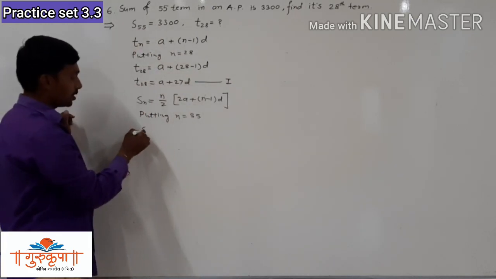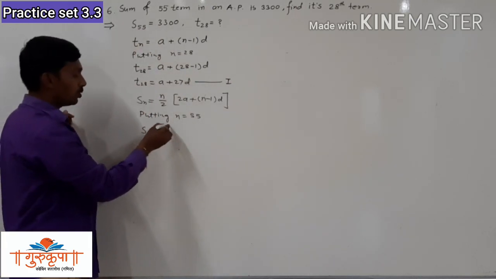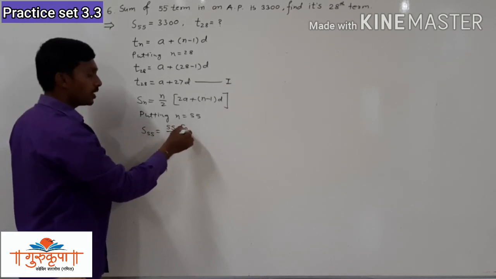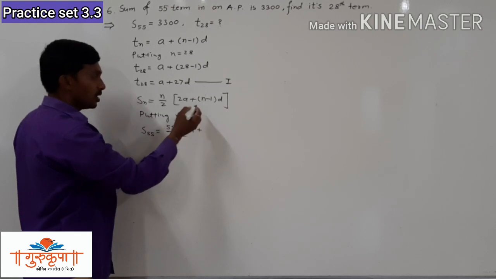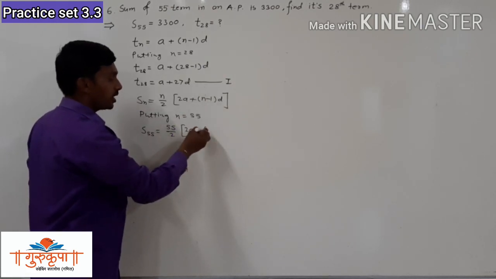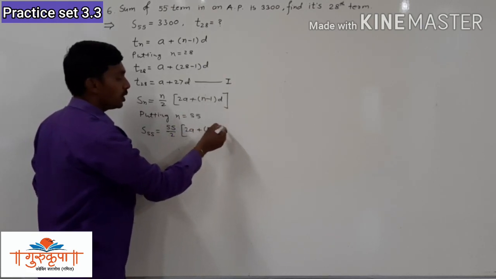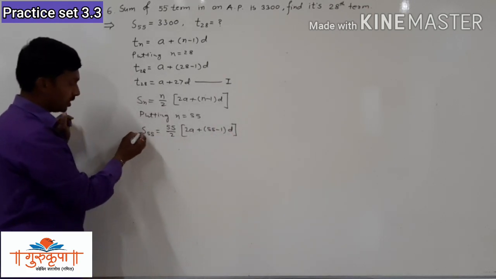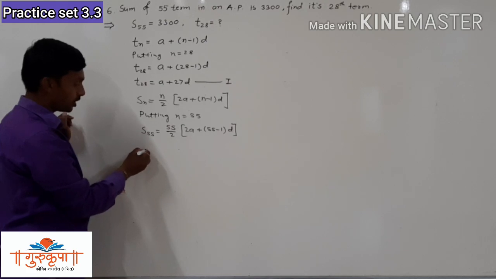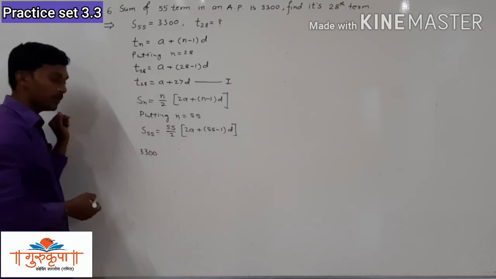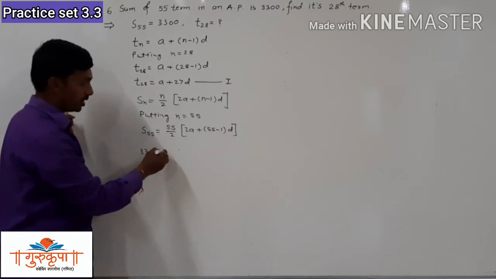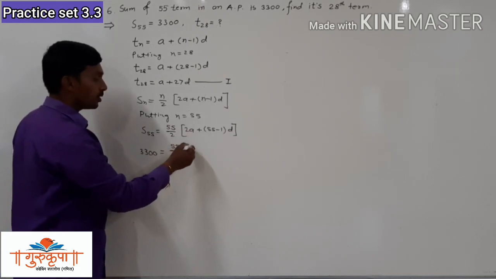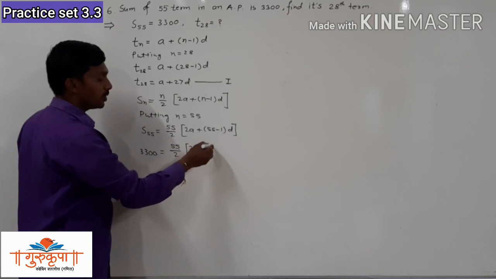So S55 is equal to 55 divided by 2 into the bracket 2a as it is, plus 55 minus 1, you can directly write 54, but we will put the value first, and d as it is. Now simplify this again. This S55 we know is 3300. So 3300 is equal to 55 divided by 2 into the bracket 2a plus 54d.